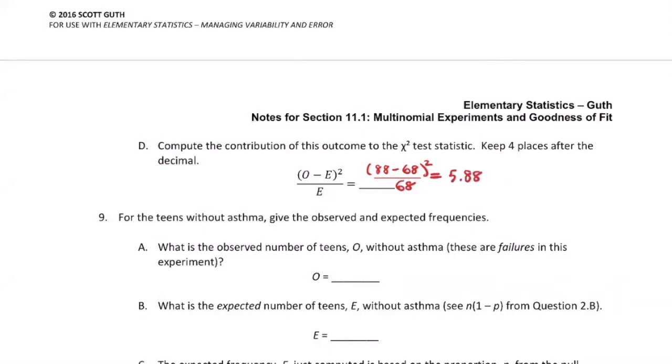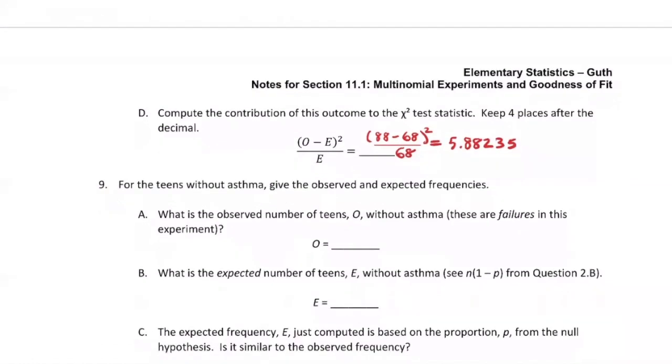5.88. Anybody? What's the rest of this? 235, thank you. Okay, again, a little neurotic to be that precise, but remember, we're trying to show you how similar the chi-square test is to the Z test that we just did.